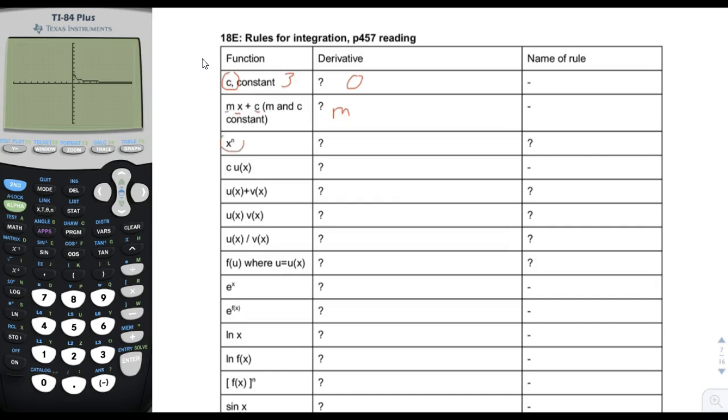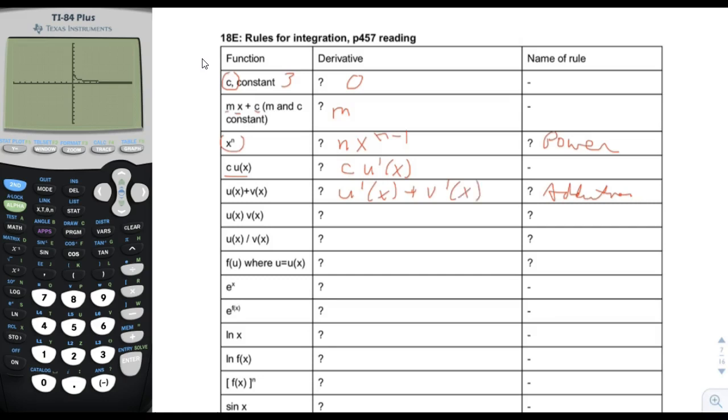What about if you have x to the n? We just reviewed that. It's called the power rule. And you end up with n x to the n minus 1. If you have c times u of x, remember that the constant just stays out front, and then you take the derivative of the function u. If you have u plus v, which is called the addition rule, you just take the derivative of u and you add it to the derivative of v.